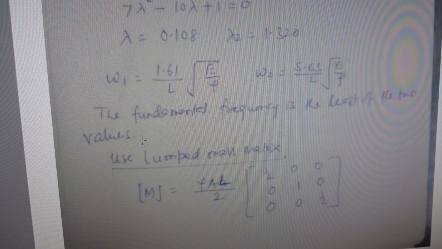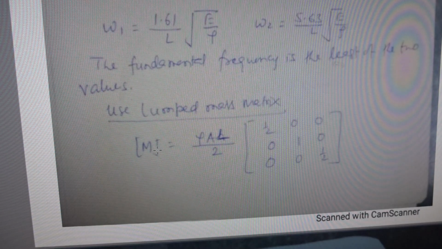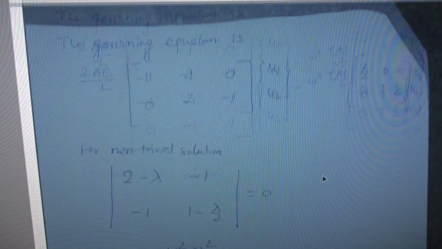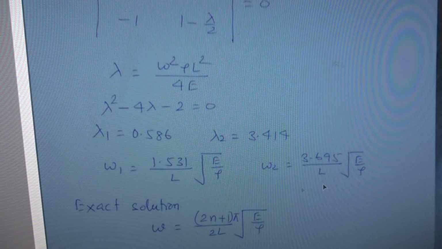When you use the lumped mass matrix, you get m equal to rho A L by 2, with 1 0, 0 1. For the lumped mass matrix, I already derived how to get the mass matrix. Now similarly, using the lumped mass matrix, you can solve it and get lambda 1 equal to 0.586 and lambda 2 equal to 3.414, and omega 1, the natural frequency. When you derive it, you will get the natural frequencies. This is the fundamental, this is the second mode.